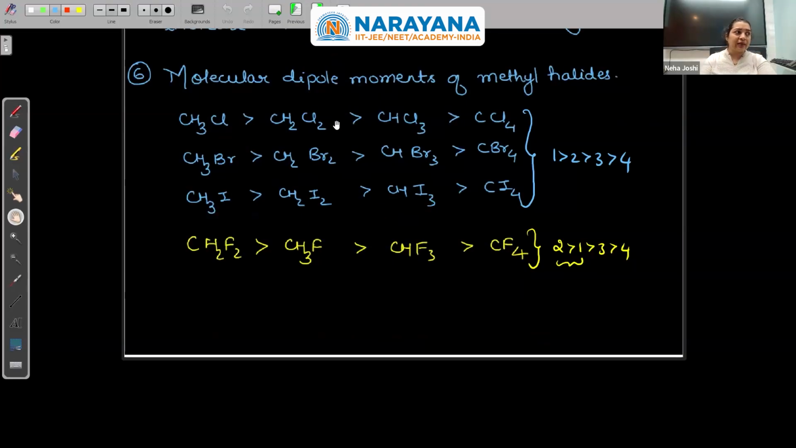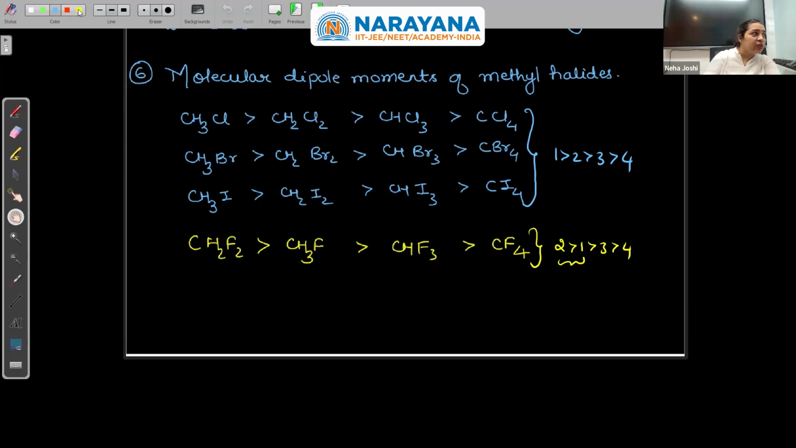If you check the dipole moment for chlorine, which is given in NCERT, the order is CH₃Cl, then CH₂Cl₂, then CHCl₃, then CCl₄. That is the order. Then comes bromine, same order. For iodine, same order. So monohalo, dihalo, trihalo, tetrahalo, 1, 2, 3, 4 is the order for alkyl chloride, bromide and iodide.